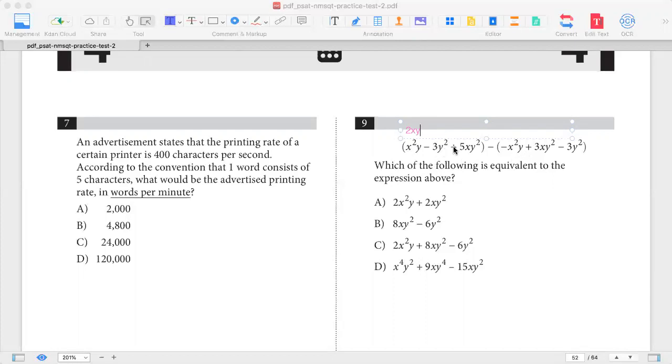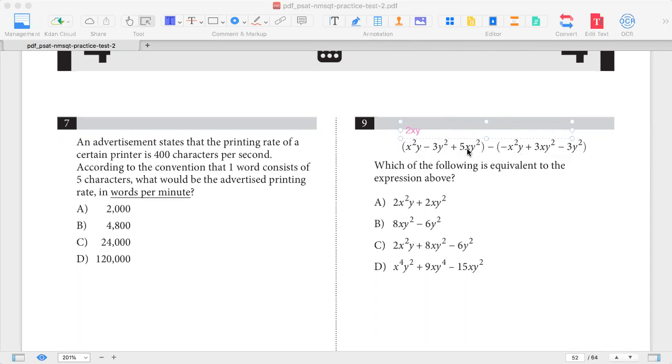Negative 3y squared. Do I have y squared? I will go and see. Yes, I have here another y squared. So negative, it will be positive. So I have negative 3y squared and positive 3y squared. So the term y squared will be cancelled because I have negative 3 and positive 3.